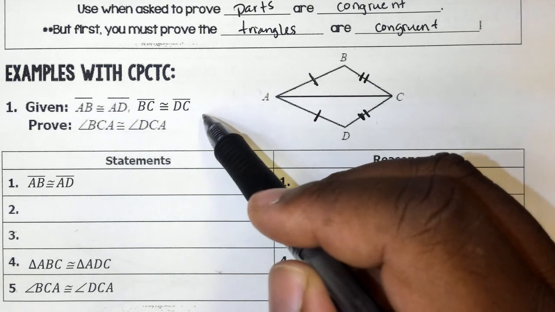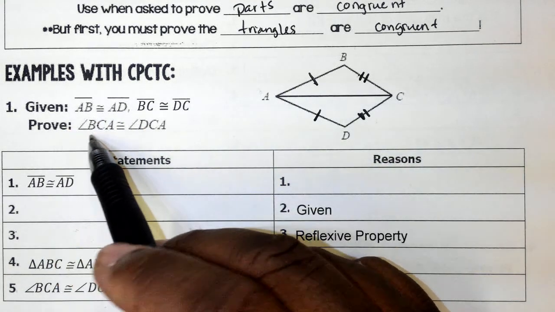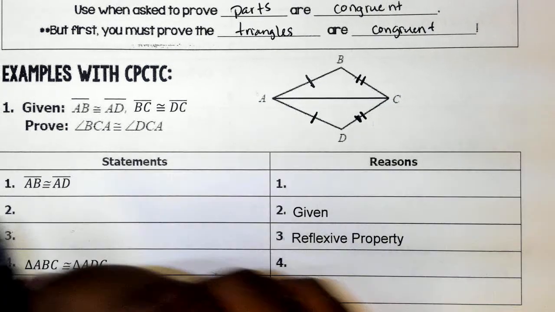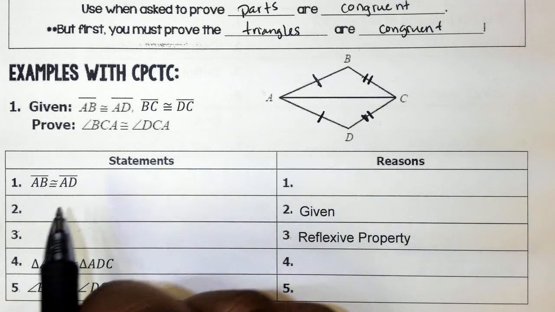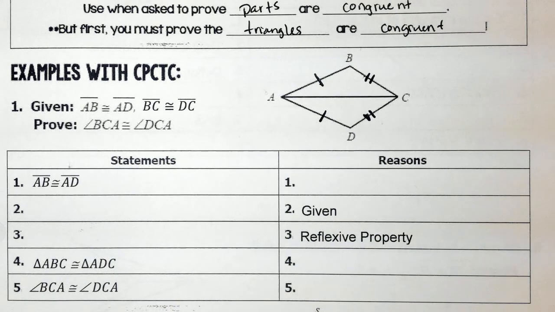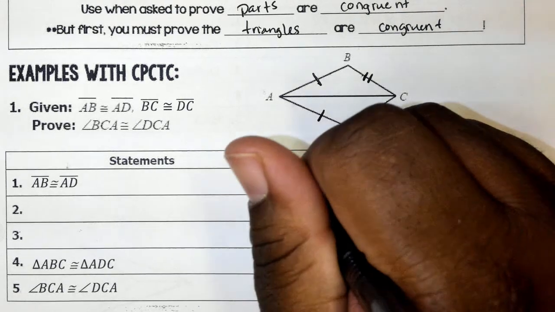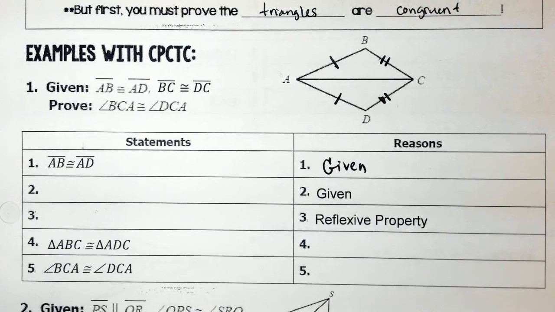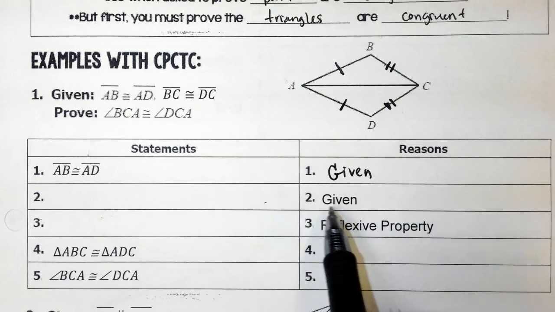Stop trying to do your own thing and do my thing. All that is given information. Then after that, they say proves angle BCA is congruent to angle DCA. Statements. AB is congruent to AD. Faith, how you know that? Given. Chris, second line. Reason says given.